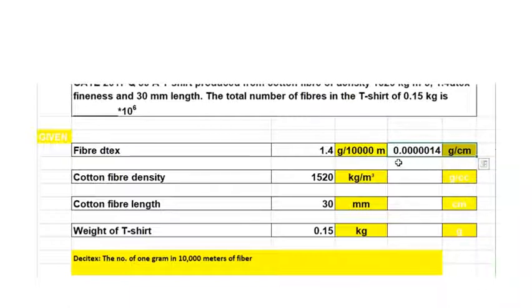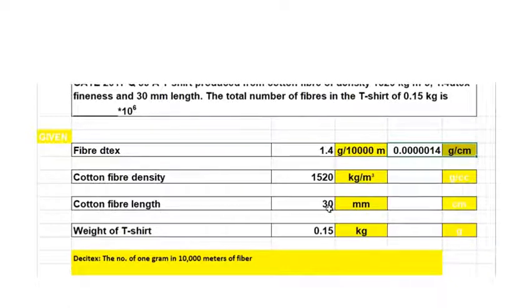This is the conversion: 1.4 divided by 10,000 into 100. The 100 is also in the denominator. So you will get the weight in gram per centimeter. This simple thing is enough. The cotton fiber density is given; we'll see if it is required.